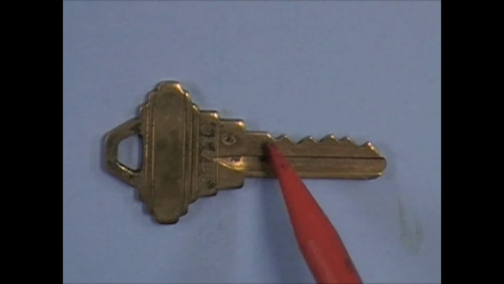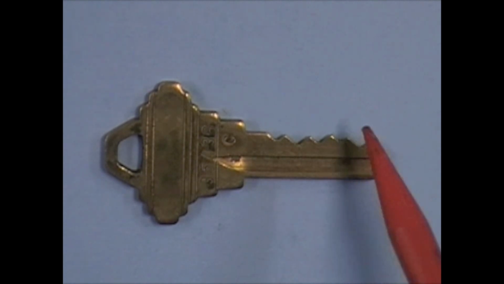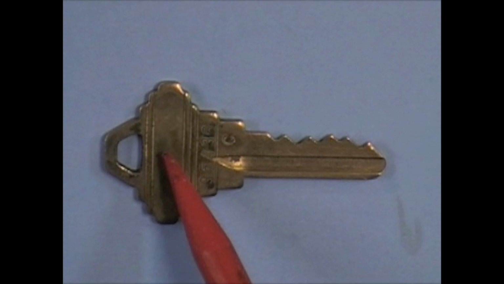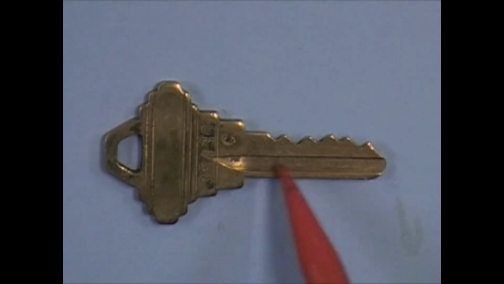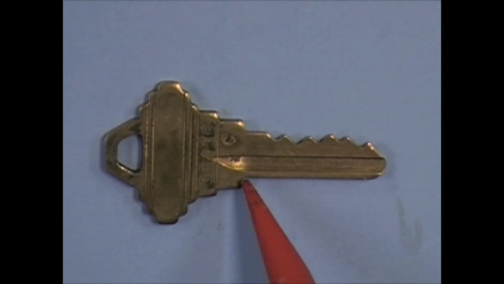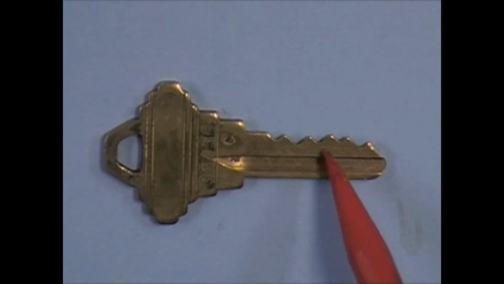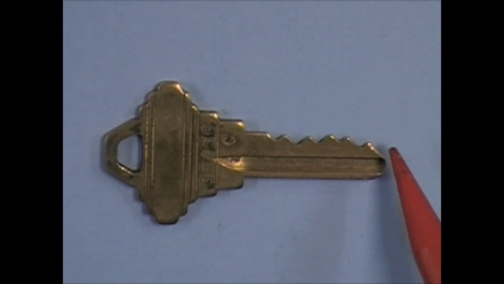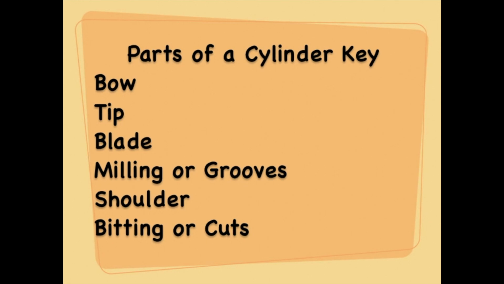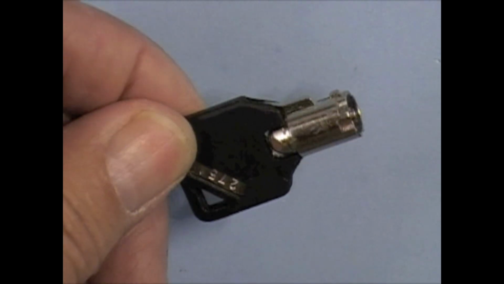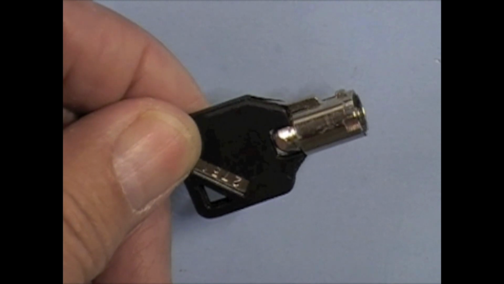You have the cuts or the bitting of the key. So to go over those again, we have the bow, the tip, the blade, the shoulders, the milling, which are the grooves, then the cuts are the bitting. The basic parts of a key include the bow, the tip, the blade, the milling or the grooves, the shoulder, and the bittings or the cuts of the key. Now, this is a tubular key, and again, it's much like a barrel key.